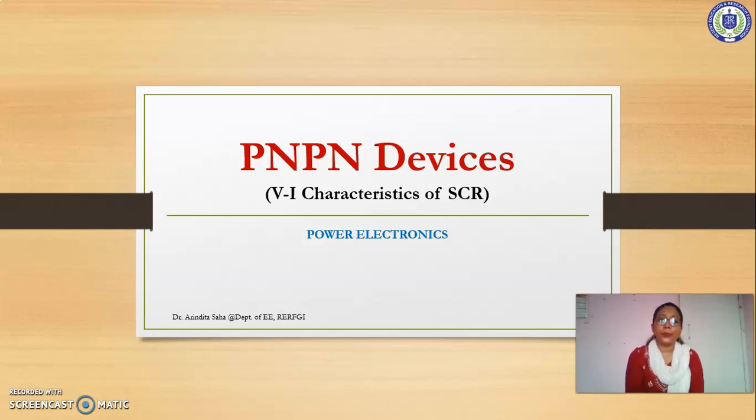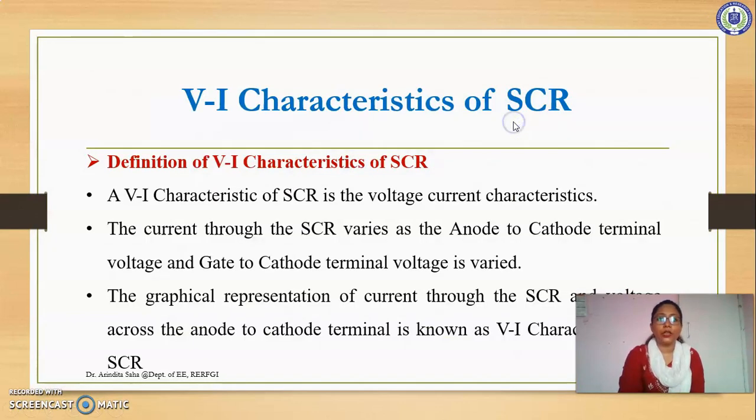I will speak about the VI characteristics of SCR. So let's begin. First of all, it is necessary to know what is VI characteristics. From the name, we can understand it is a relationship between the voltage and the current, but we do not know which voltage and current. So V is the voltage across the SCR and I is the current which is flowing through the SCR.